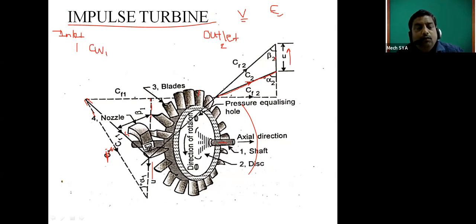And one component is there which is vertical, perpendicular to that component. It is called the flow velocity, the flow component of steam velocity. This flow component of steam at inlet is responsible for the flow of steam throughout the turbine. So in the vertical direction it is CF1, and in the horizontal tangential direction it is CW1, and this CW1 is responsible for getting the work.